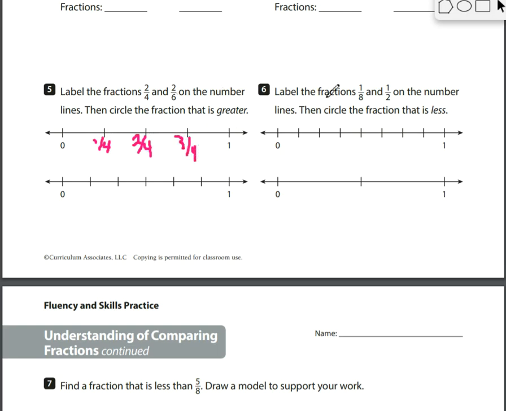Now these are going vertically. Don't go next door and start labeling stuff. We'll stick to number 5 here. There's a little wall of fractions that they cannot cross. These two number lines go together, and these two number lines go together.